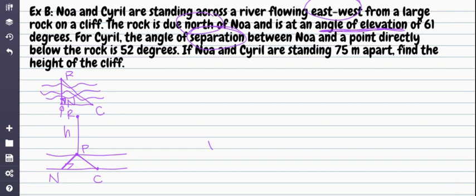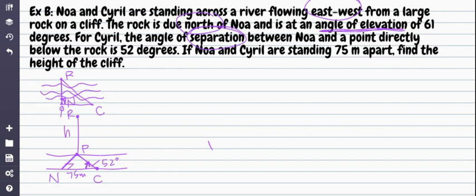And Noah and Cyril are standing 75 meters apart, so I can put that in. And also we know that Cyril sees an angle of separation between Noah and a point directly below the rock, that's P, at 52 degrees. So from Cyril's point of view, so Cyril is the vertex, the angle of separation between the two from Noah to the point is 52 degrees. Okay.